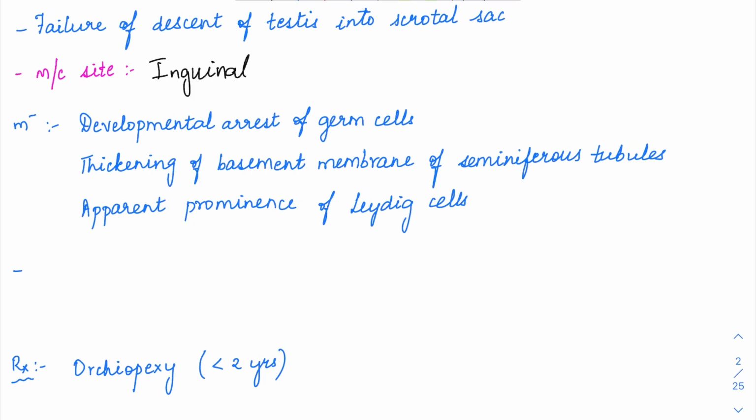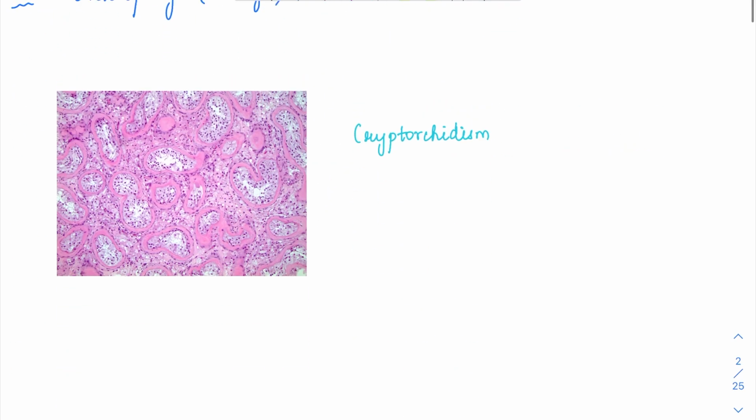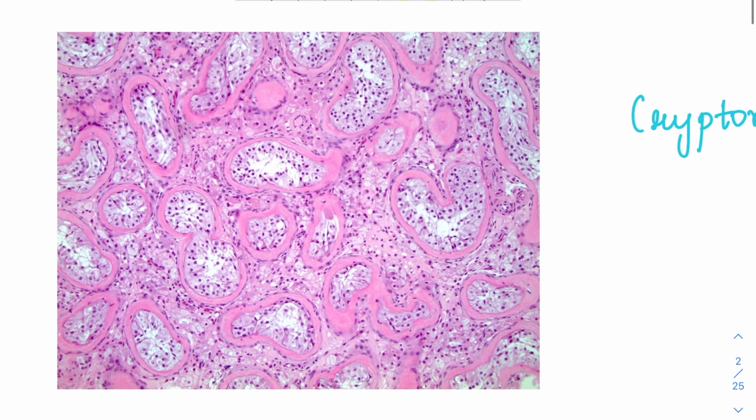Microscopically, there is going to be developmental arrest of the germ cells. This is the normal image of the testis. Here all of these are the seminiferous tubules. In these seminiferous tubules, we see various stages of development of the gametocytes. Here, the germ cells will be arrested, so they don't develop into mature sperms. Only Sertoli cells or primordial germ cells will be present. At that stage itself, the development is arrested, so the mature sperm cells will not be seen.